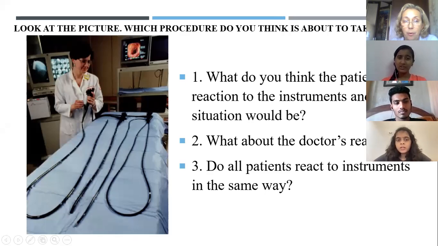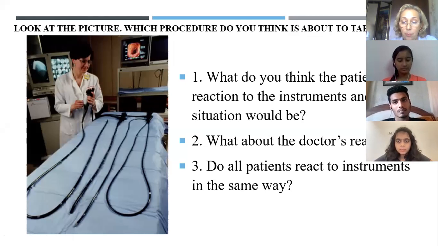What's his reaction? He or she would be panicked, seeing these instruments. Firstly, scared, yes. What about the doctor's reaction? The doctor is supposed to calm the patient, explain the procedure and calm the patient.